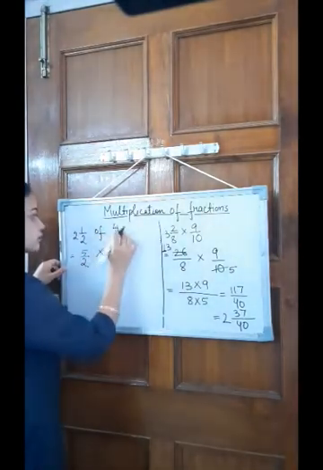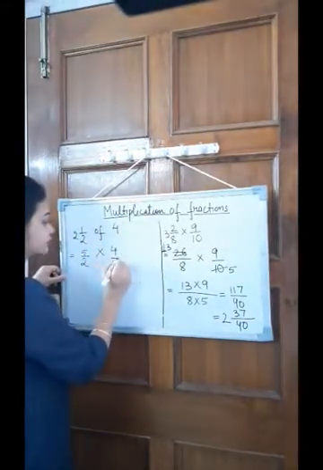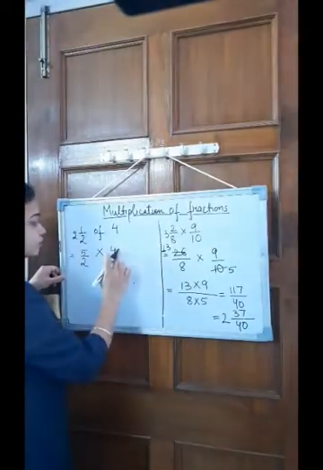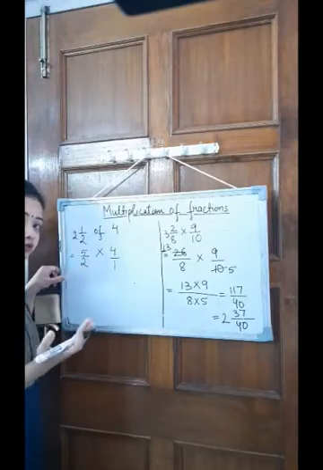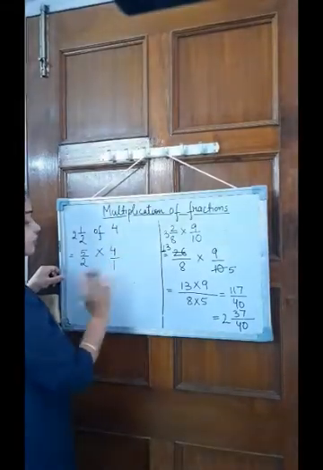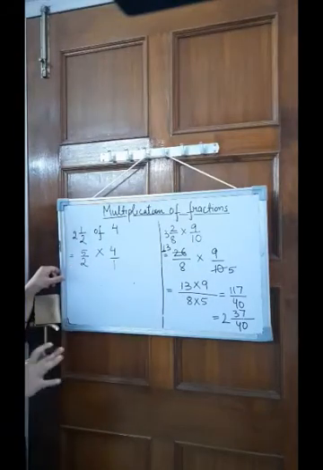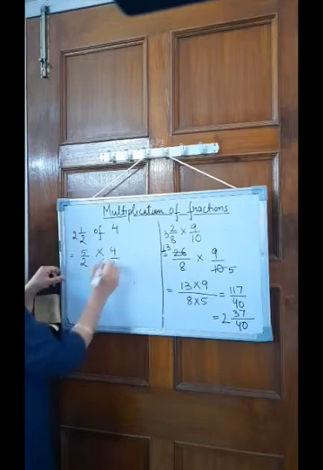Now since your 4 is a whole number, every whole number we can convert to a fraction as 4 upon 1. Yes, this means this 4, when there is no denominator, is always taken as numerator. So this will become 4 upon 1. Now check whether we can cancel anything or not. So we can cancel, yes. With this 2, I can cancel this 4.